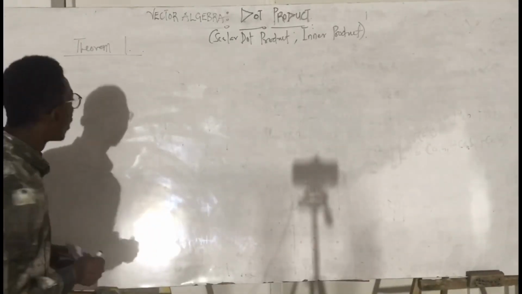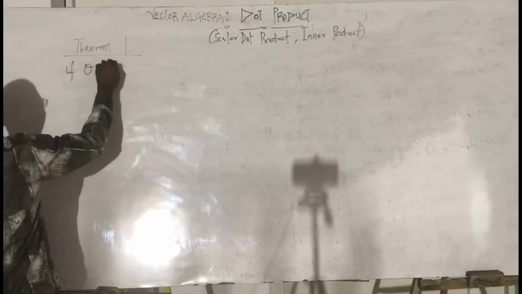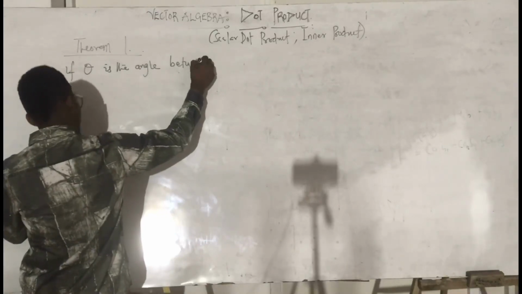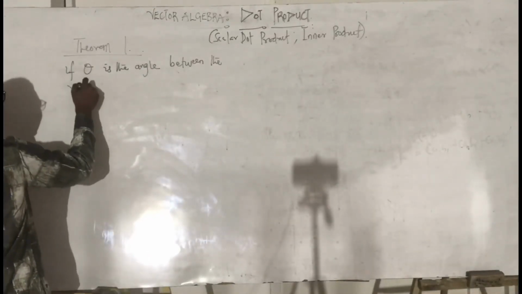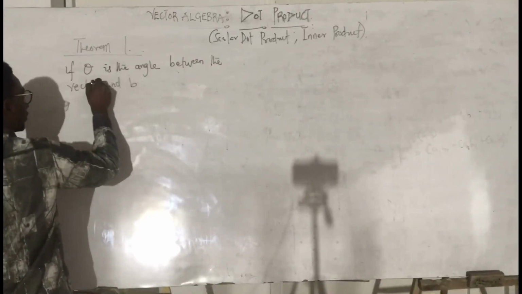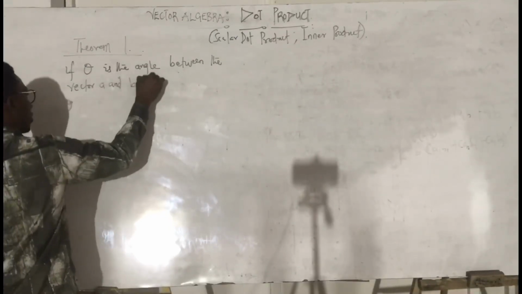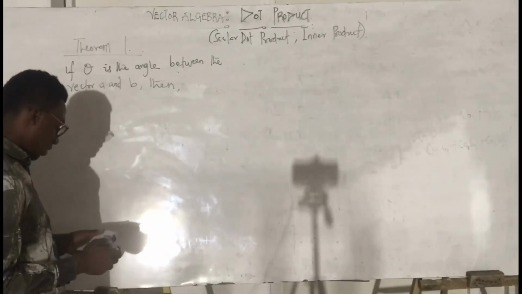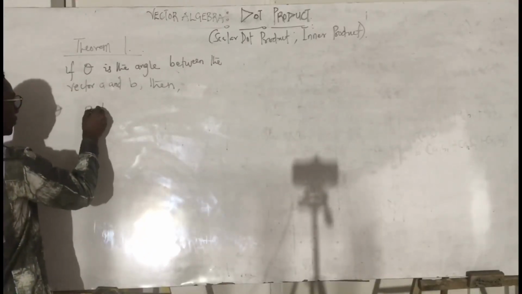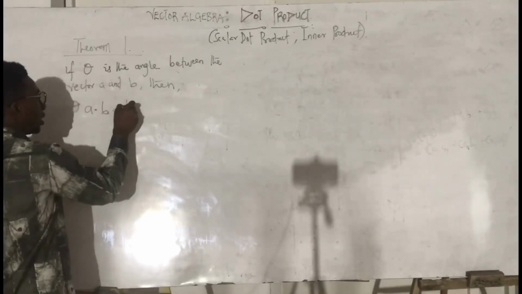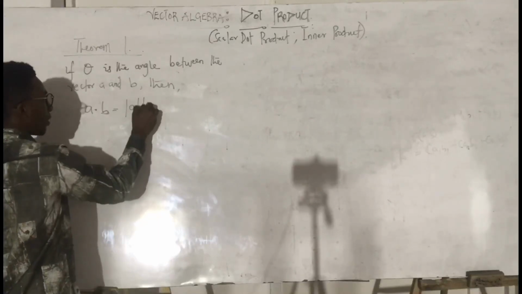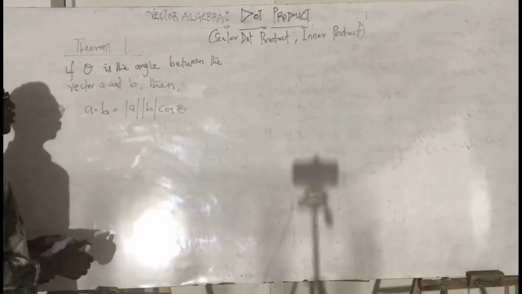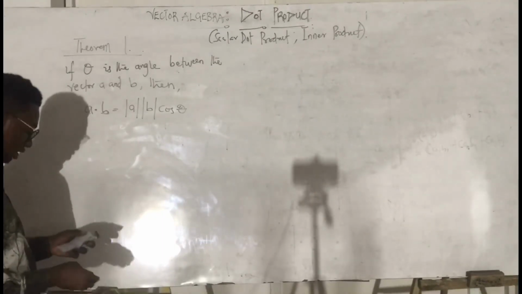Theorem 1 states that if theta is an angle that exists between vector A and vector B, then their dot product, A dot B, is equal to the magnitude of A multiplying the magnitude of B times the cos of the angle theta. This is one theorem you should know.